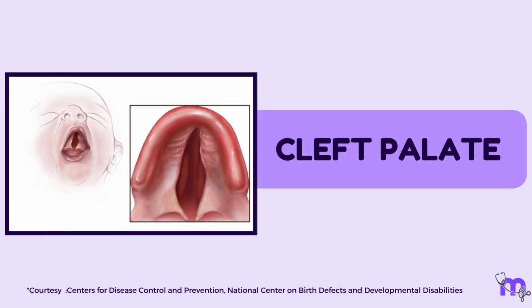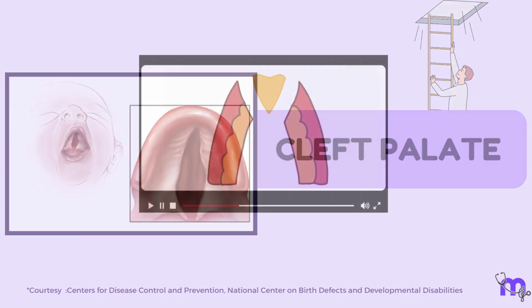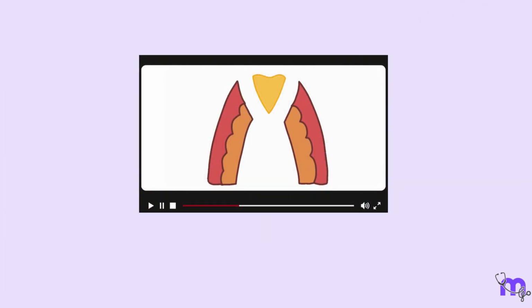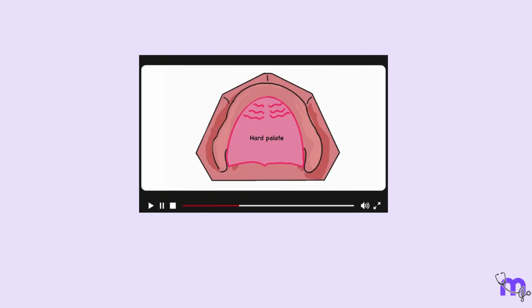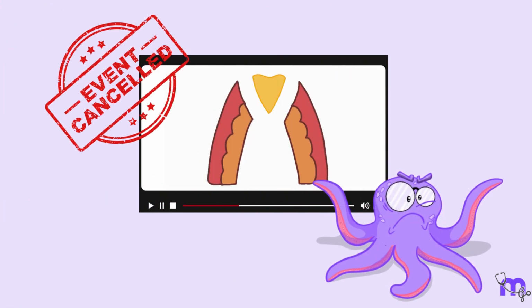A cleft palate is a congenital condition, meaning it is present from birth, where there is an opening or gap in the palate or roof of the mouth. Normally, the left and right portions of the palate move closer to each other during prenatal development and fuse together to form a complete palate. The failure or delay in this process leads to a gap between them.